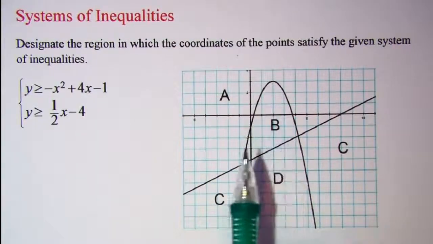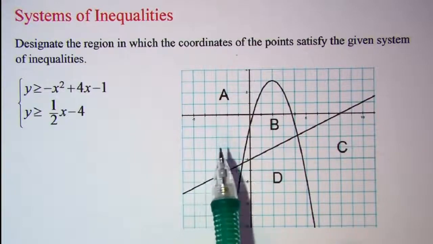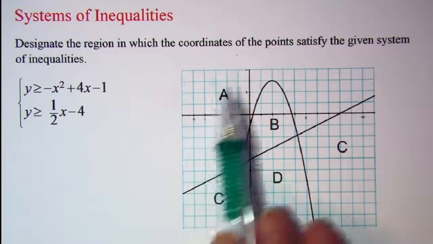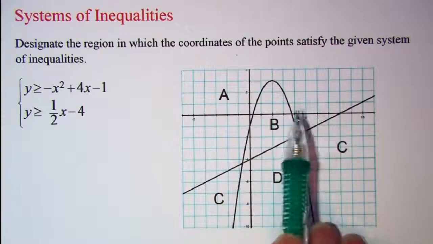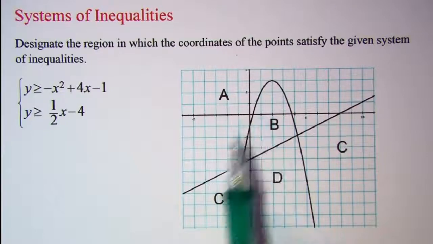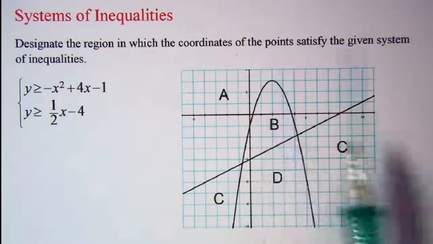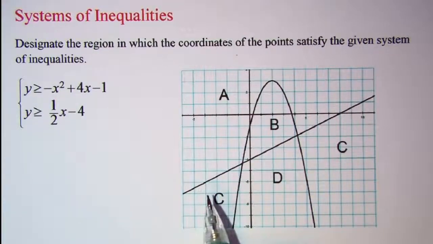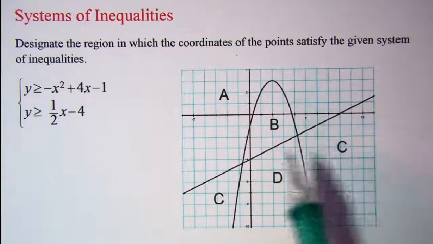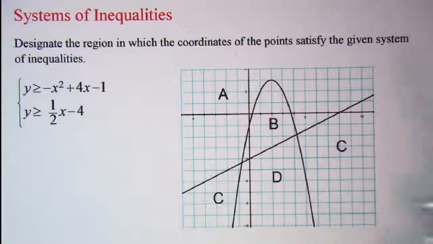Over here we have our coordinate plane divided into 5 regions. Region A is above the line and outside of the parabola. Region B is above the line and inside the parabola. Region C is below the line and outside of the parabola, so it takes care of both of these sections. And region D is below the line and inside the parabola.